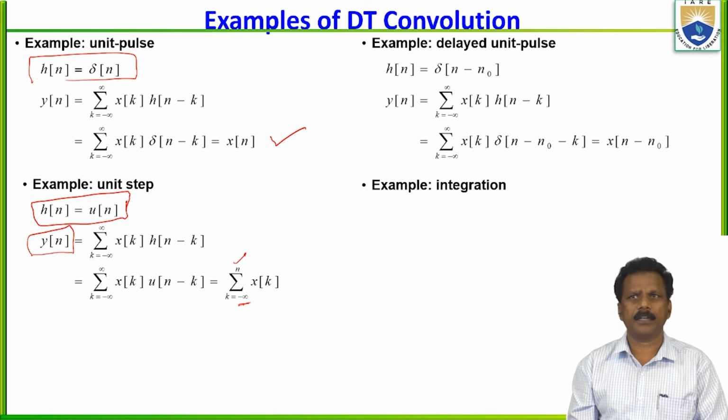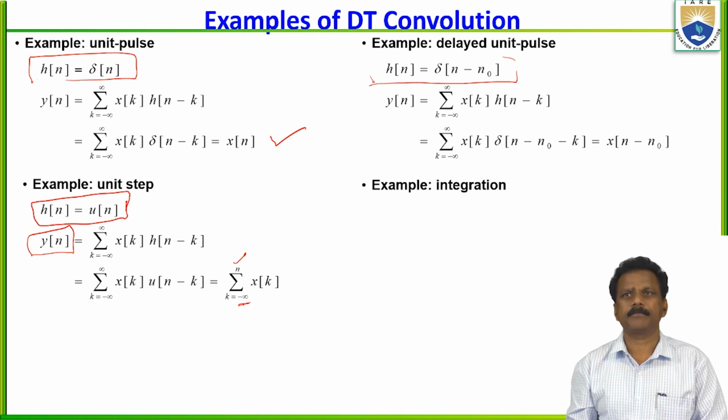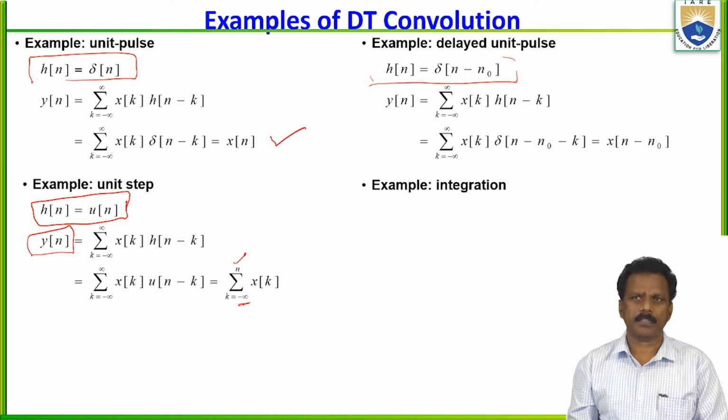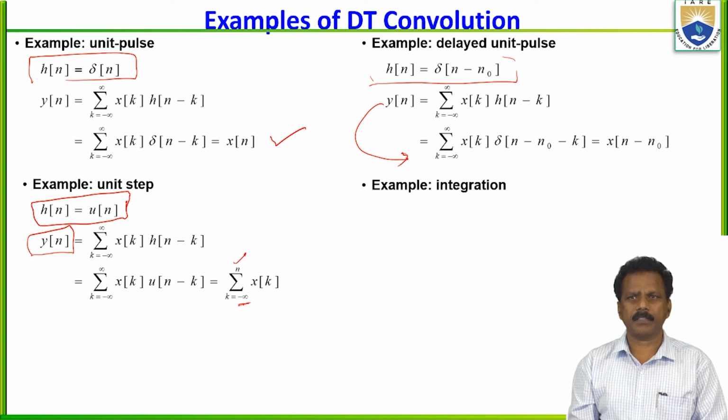Next, coming to the delayed unit pulse. For the delayed unit pulse, h of n is equal to delta of n minus n naught. Here y of n is equal to the summation k equal to minus infinity to plus infinity of x of k into h of n minus k. The output is y of n equal to the summation of x of k into delta of n minus n naught minus k, which is equal to x of n minus n naught.